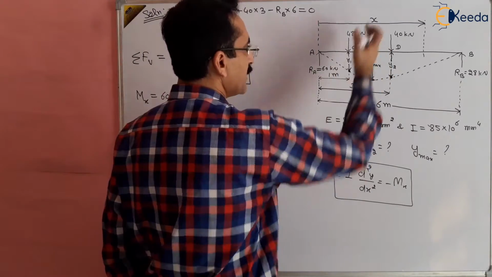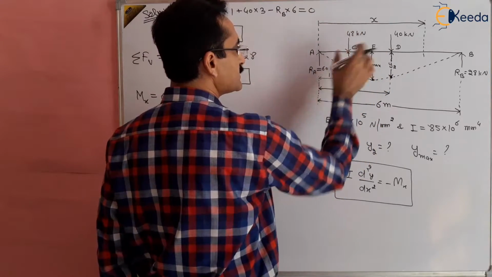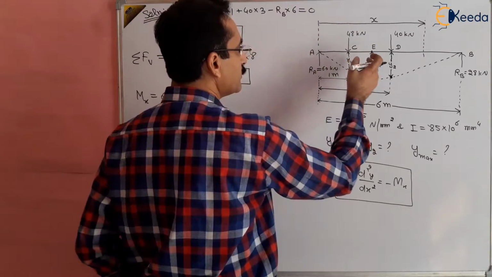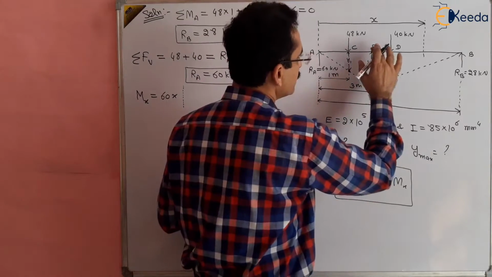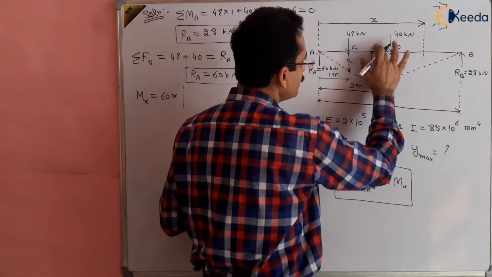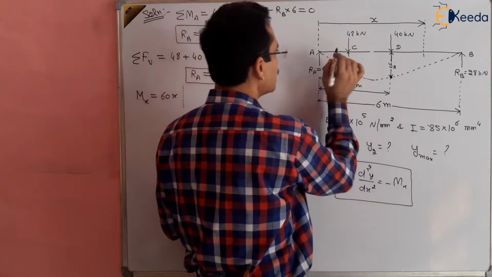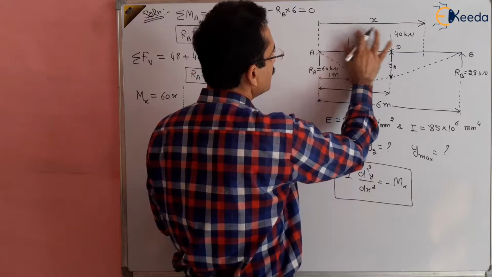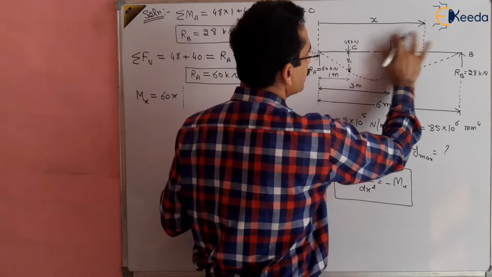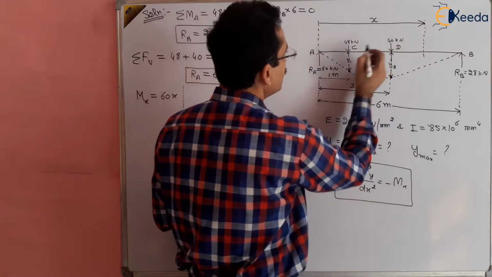Then between C and D, we have taken a section. If we take the section between C and D, then the moment of RA will be 60x, which is already written, and the moment of 48 will be equal to, assuming that the section is taken between C and D, right? So let us do this activity like this, that we are taking the section, so that there is no confusion. This is 48 kilonewton and this is 40 kilonewton. We are doing this so that there is no confusion for the students, right?